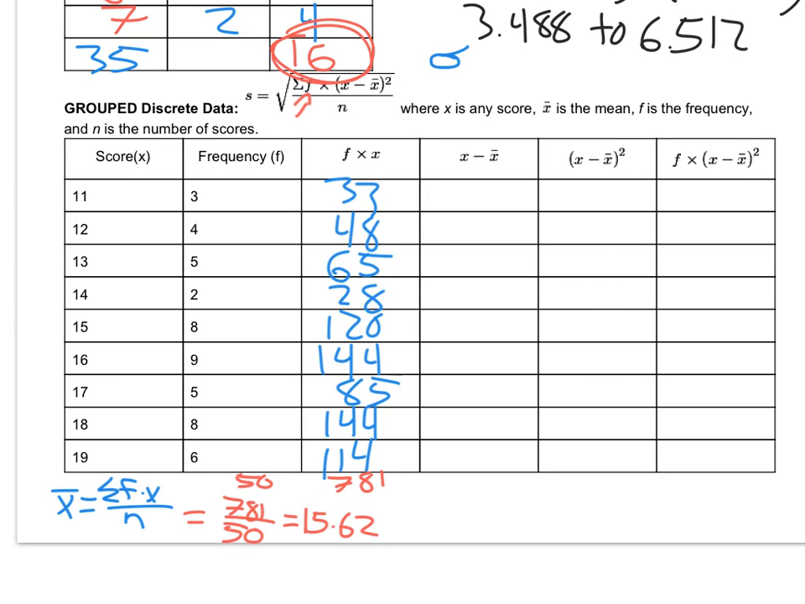Now that I've got my mean, I can do x minus the mean. The first one's going to be 11 minus, because it's x, 11 minus the mean, which is 15.62. So 11 minus 15.62 is negative 4.62. I'm going to quickly go through the rest of them. You should see the pattern and be able to go through this pretty quick too.